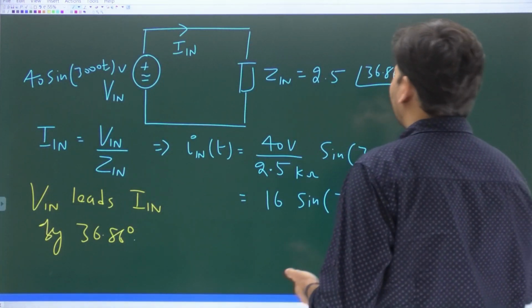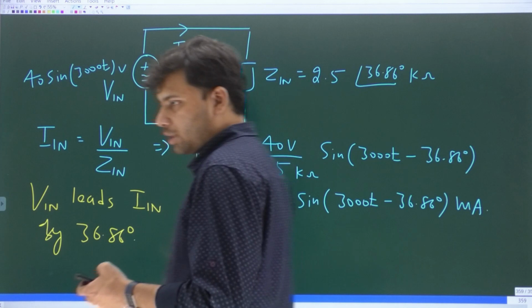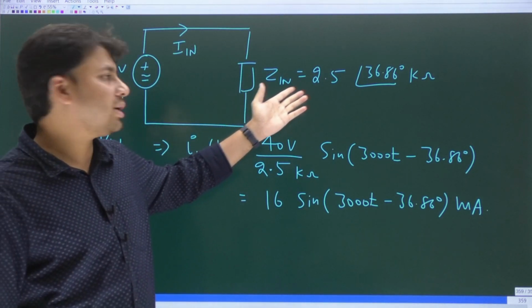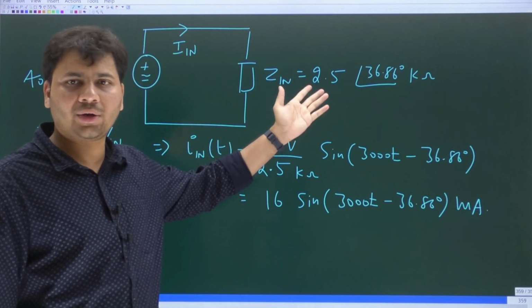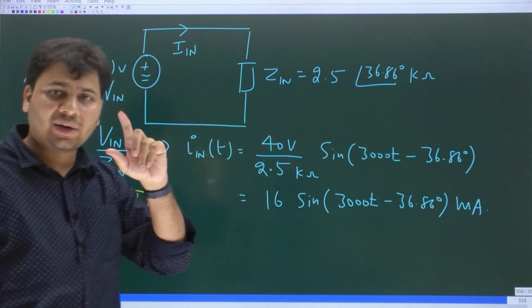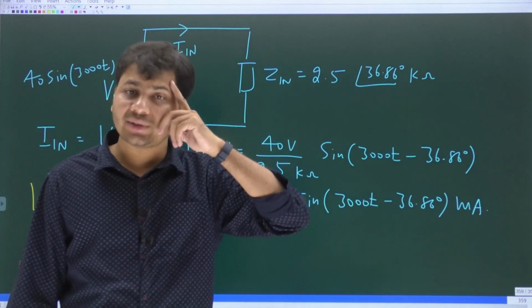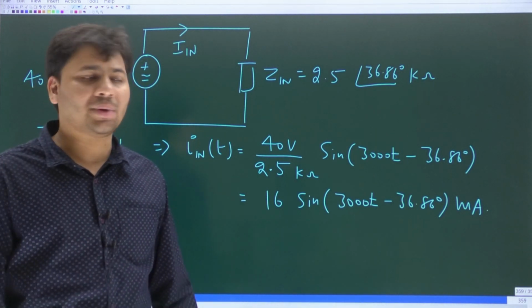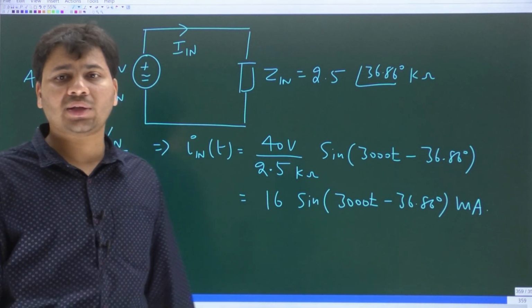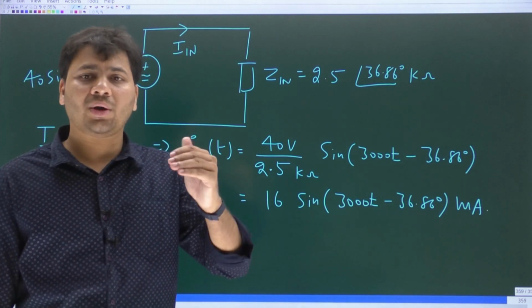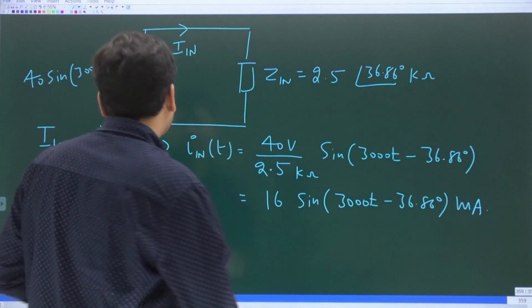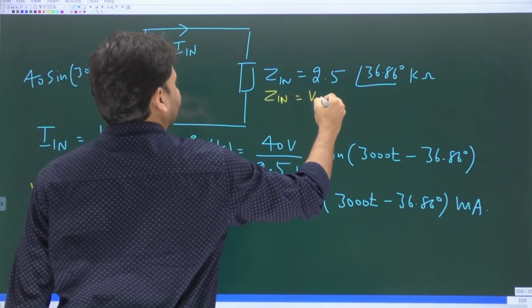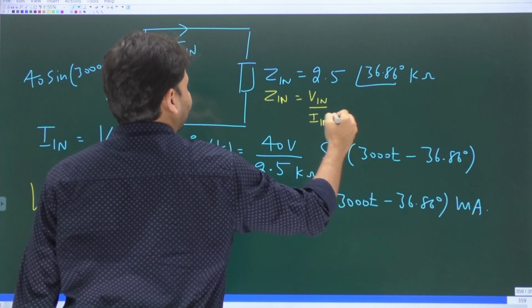Okay, in fact, if you look at the impedance angle, what is the impedance angle? Zn is 2.5, where 2.5 kilo ohms is the magnitude of the impedance, whereas 36.86 degrees is the angle of the input impedance. In fact, is the angle of the input impedance not the phase difference between the input voltage and the input current? Because after all, Zn is Vn divided by In.